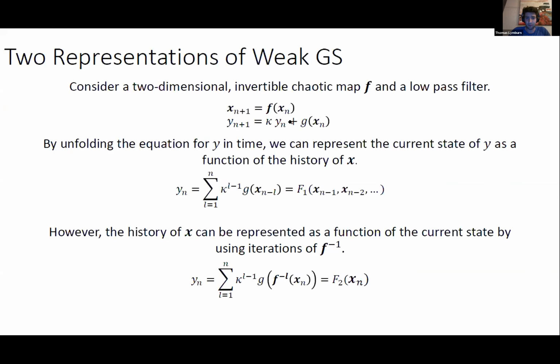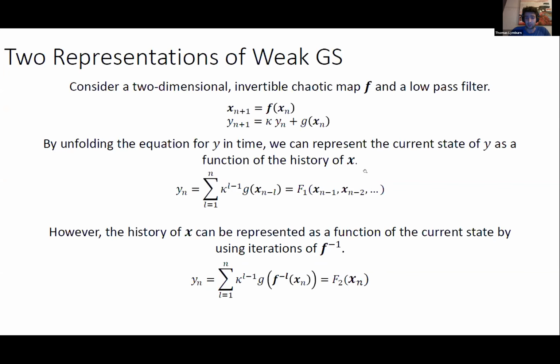And so if we unfold this second equation in time, we can get this relationship where we're saying that the state of our filter is a function of the history of the chaotic map. But given that our map is invertible, we could also have an alternative representation where we take the history of the map, and through iterating the inverse map, we write the GS relationship as a function of the instantaneous state.